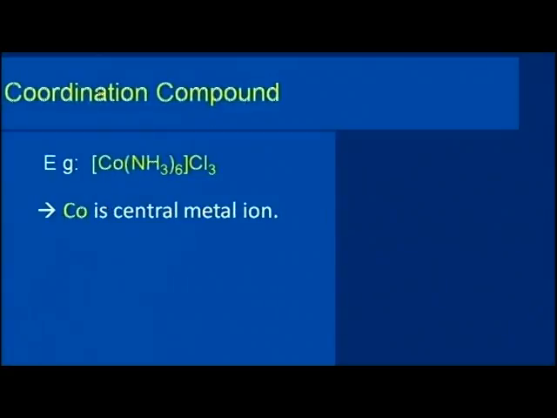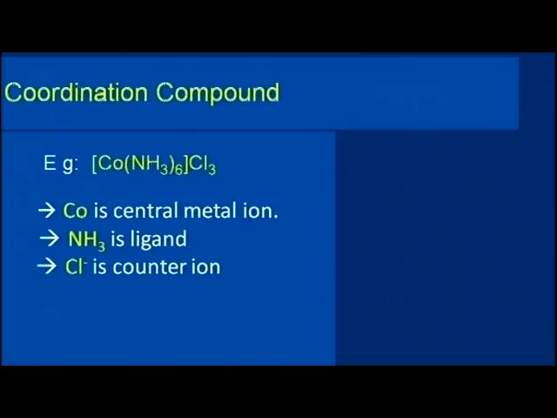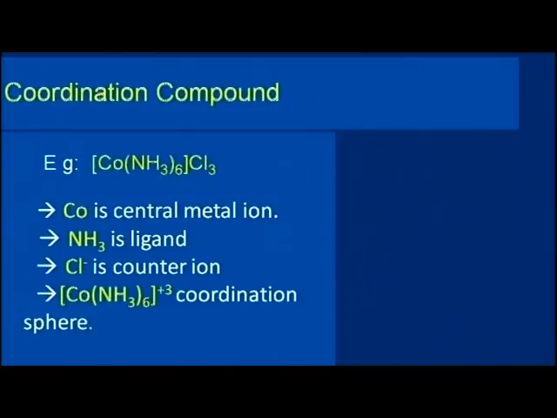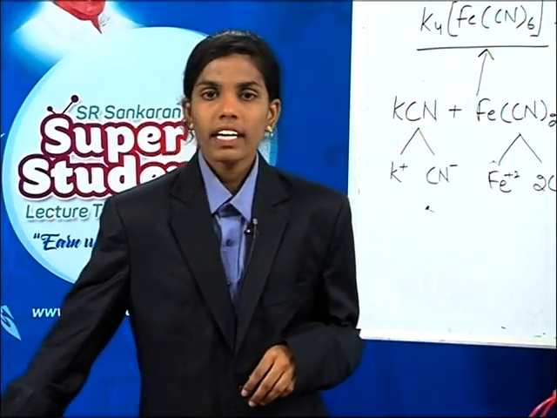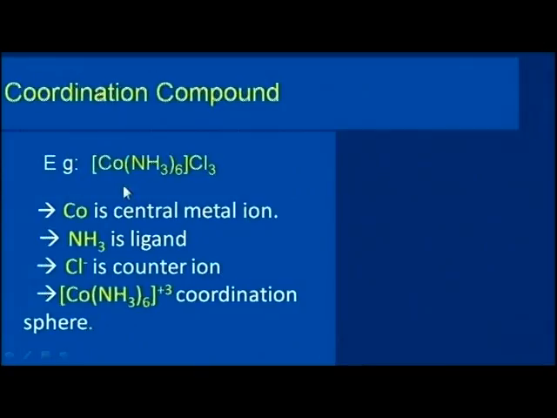Here Co, cobalt, is called the central metal atom, NH3 is called the ligand, Cl- is called the counter ion, and [Co(NH3)6], which is in the bracket, is called the coordination sphere. Now let us see them clearly. Here we can observe square brackets in this compound. This square bracket is nothing but the coordination sphere, and inside it we can find a central metal atom and the ligands.